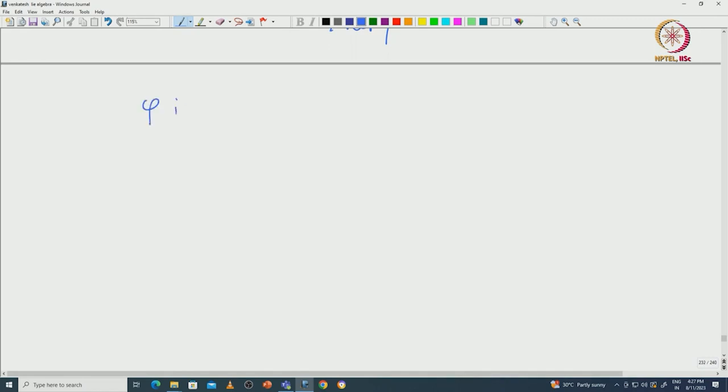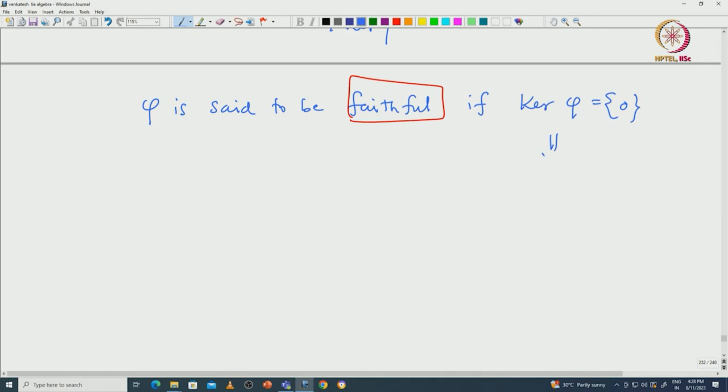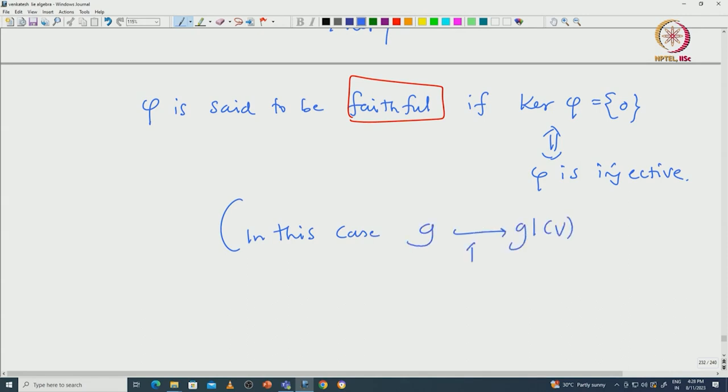Okay. So, phi is said to be faithful if kernel phi is 0. That means phi is equivalently injective. So, that means G can be realized as a subalgebra of GL of phi. Okay. In this case, G can be realized inside GL of phi. So, this notation just says you have an injective map.